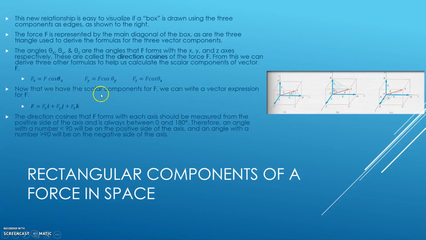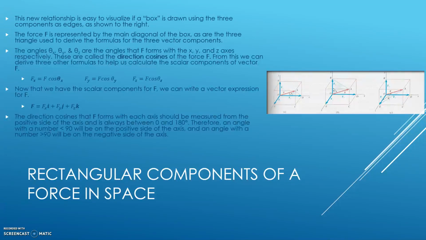Okay, and now that we have the scalar components, we can write in vector Cartesian notation for F. We just get F sub x i plus F sub y j hat plus F sub z k. So the direction cosine that F forms with each axis should be measured from the positive side of the axis always, and it should be between 0 and 180.